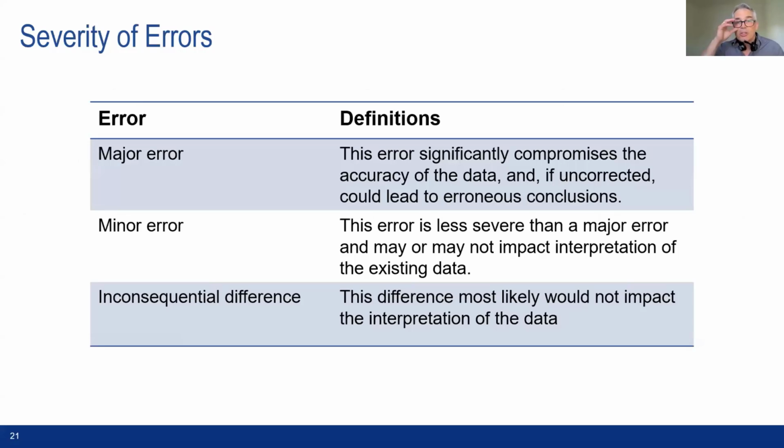The adjudicators also classified the severity of errors in 3 categories. A major error meant that the mistake could seriously compromise data accuracy and could potentially lead to wrong conclusions. A minor error was less severe, like a rounding mistake. And finally, there were so-called inconsequential differences. So for example, if the level of detail in reporting was different.